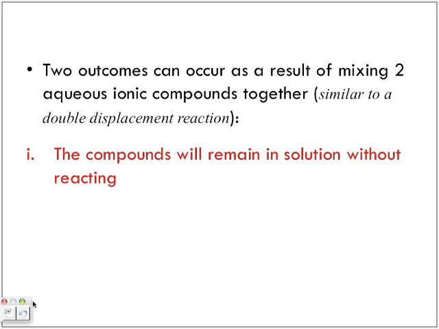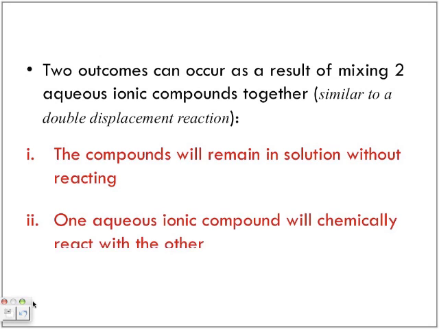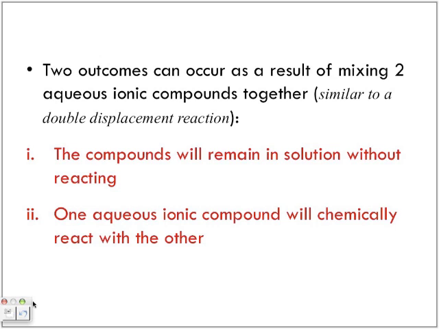So we saw one of the double displacement reactions in one of our labs way back when, that we really saw no reaction occurring. Both ionic compounds actually ionized, dissociated within the water. And the other thing, one aqueous ionic compound will chemically react with the other. So we'll be seeing the idea of either a precipitate forming, as in several double displacement reactions. We're also going to see how gases can be formed in these double displacement reactions.